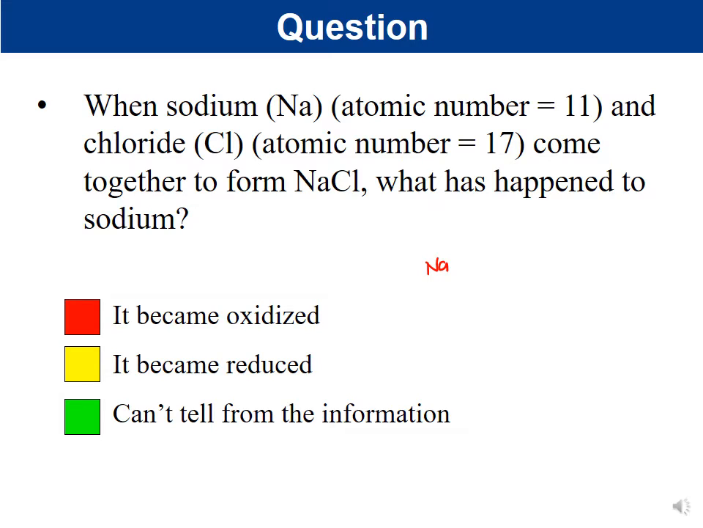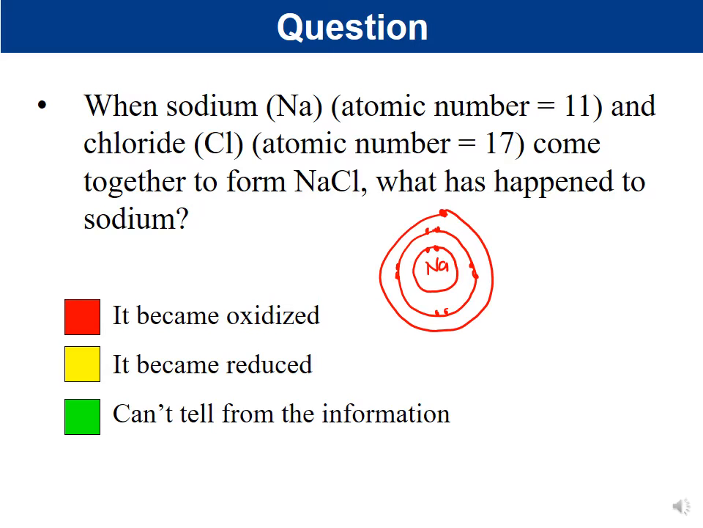So if we're looking at our electron shells, how many does sodium have in its first shell? 2, right? That's going to fill its first shell. How many in the second shell? 8. That will bring me to 10 total. And so how many in the third shell? And the answer is 1. So we have 2, 8, and then 1. That's my 11 electrons. So now let's do the same thing for chlorine.